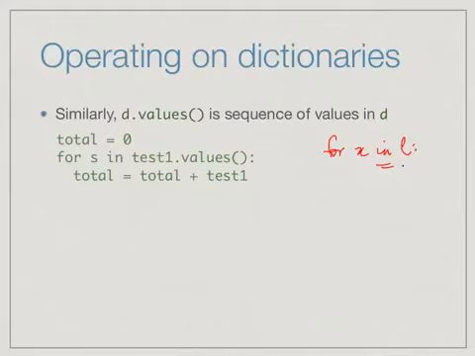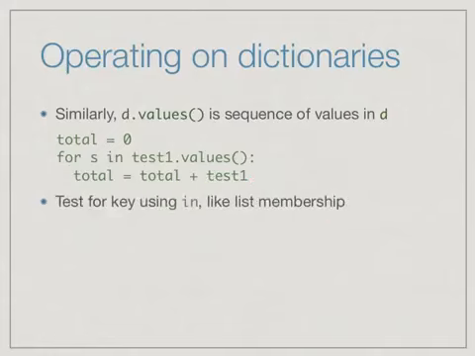So if you want to add up all the values, for instance, from a dictionary, you can start off by initializing total to 0, and then for each value you can just add it up. It should be S, right? So you can pick up each S in test1.values and add it to the total.